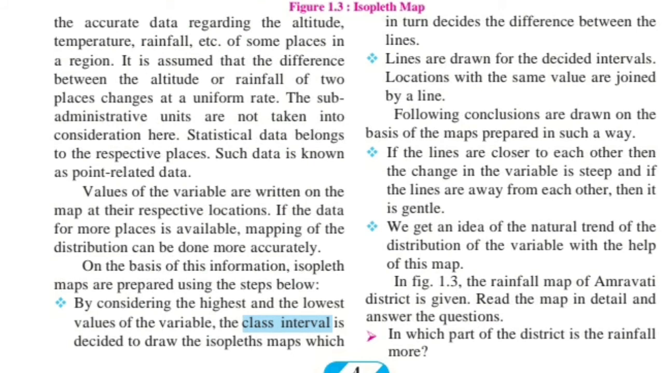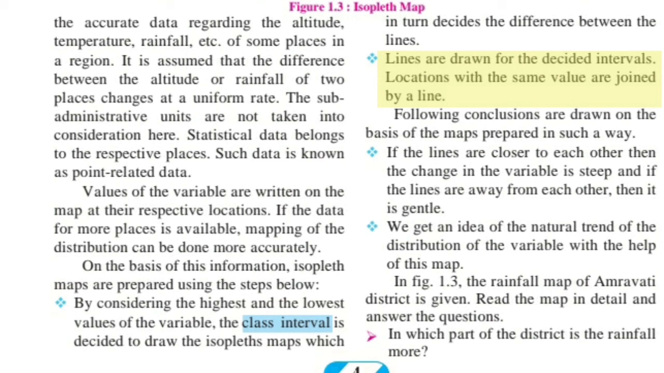Now what are the precautions we need to take? Highest and lowest variable, class interval, and difference between lines. Look, we need to take the highest and lowest variables. Then we need to take the class intervals. We need to take the highest and the lowest first, then divide them into classes, and then distribute them into lines. Now lines are drawn for the decided intervals. Lines with the same values are joined.